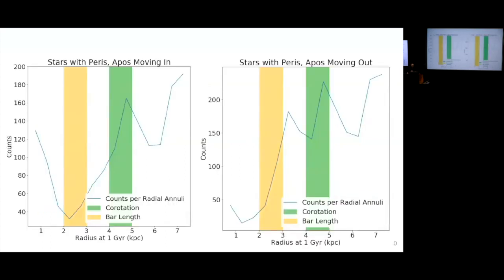So these are my most likely co-rotation resonance plots: things with pericenters and apocenters moving in, and pericenters and apocenters moving out. You see that you are much more likely to have pericenters and apocenters moving in in the very inner regions and then around co-rotation and beyond. It's a pretty similar shape for pericenters and apocenters moving out, but less frequent in the inner regions.